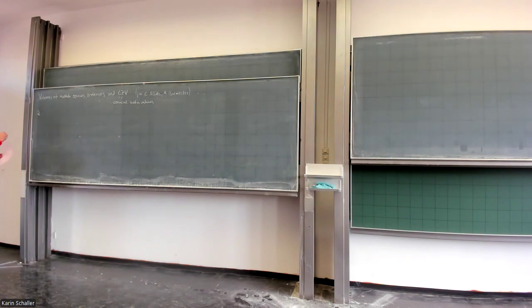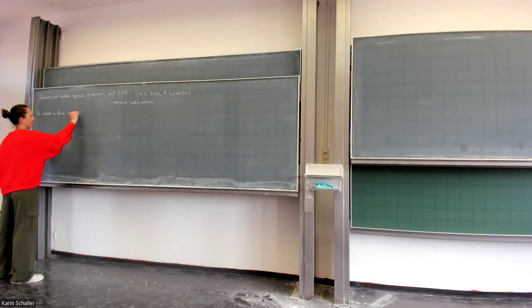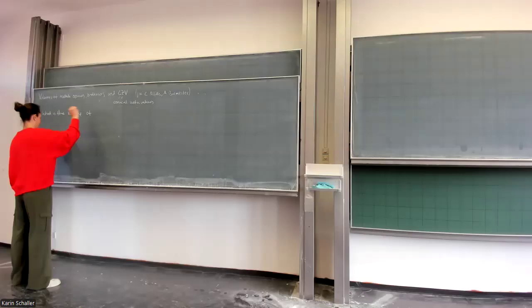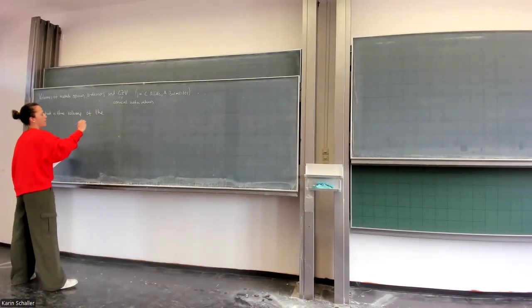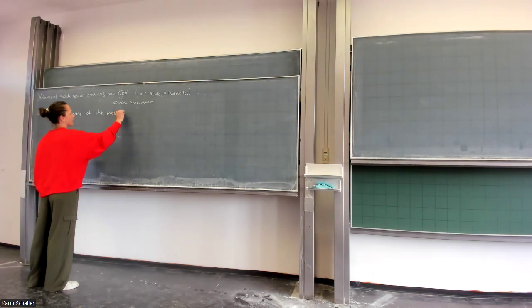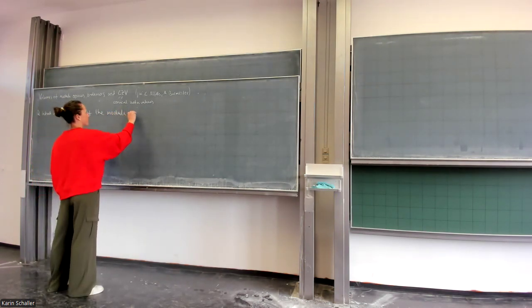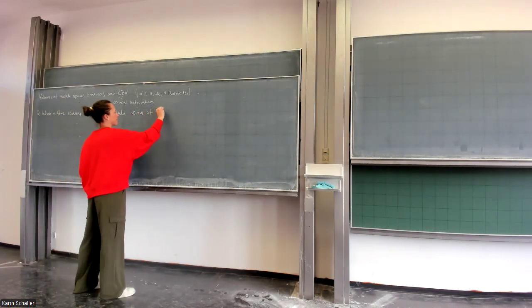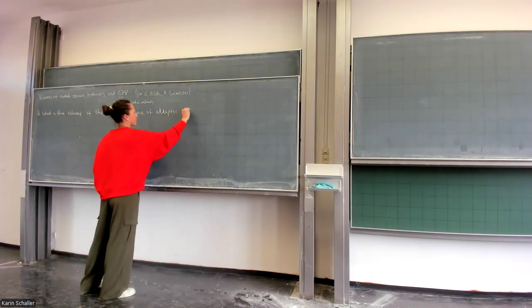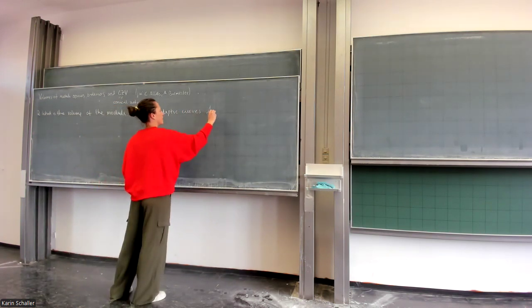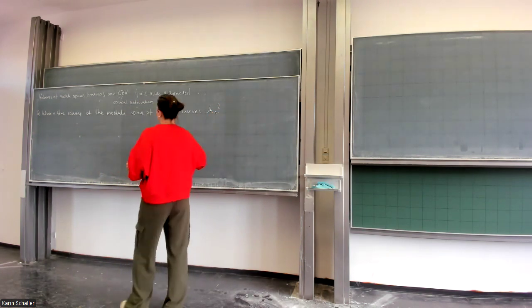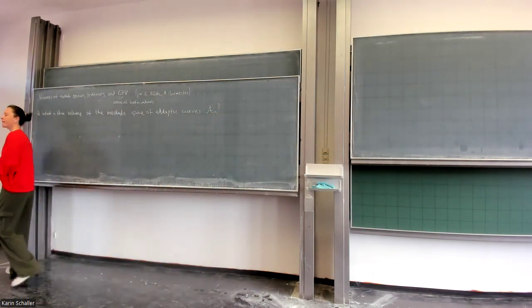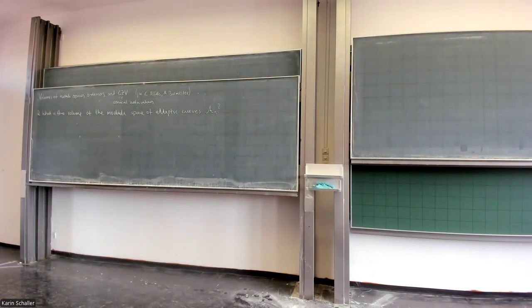Let me start with a motivating question: what is the volume, and what I mean by this, let's come to that, of, say, the moduli space of elliptic curves, A1? If I write too small, please just say out loud. So one of the motivating questions is about how to think about this volume.